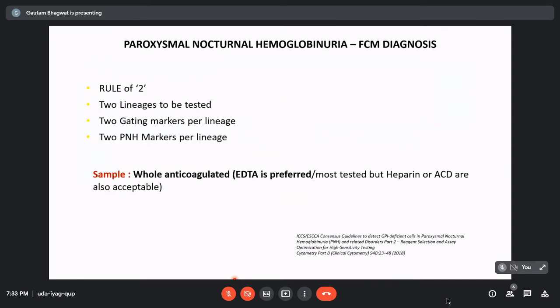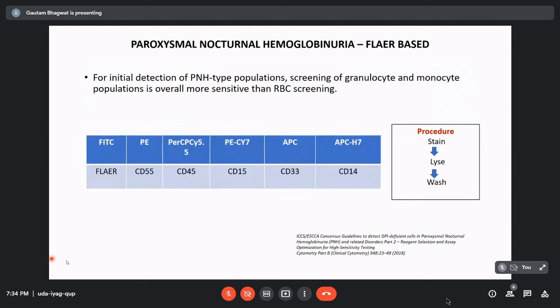So how do we diagnose PNH with flow cytometry? There is a rule of two: two lineages to be tested, two gating markers per lineage, and two PNH markers per lineage. The sample preferred is EDTA whole blood, but heparin or citrate tubes are also acceptable. So as I was telling, two markers for PNH. So what is FLAER? FLAER is fluorescent labeled aerolysin. This specifically binds to the GPI, and if GPI is absent, the FLAER would not bind, which can be detected on flow cytometry.